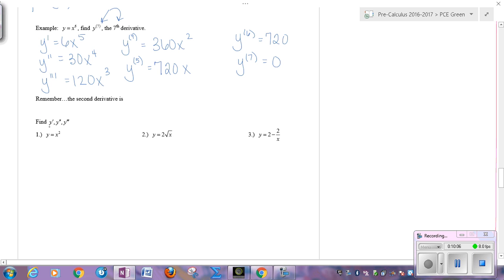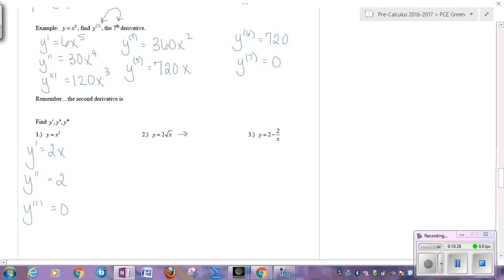Okay, so it wants you to find the first, second, and third derivatives for each one of these. So I'm going to do the first one for you, and then I want you to try the next two on your own. So the first derivative would just be 2x. The second derivative in this case would be 2, and then your third derivative would be 0. Okay, so I just used the power rule over and over.